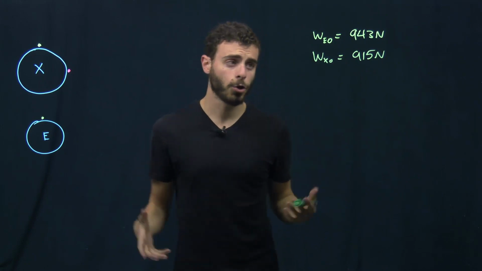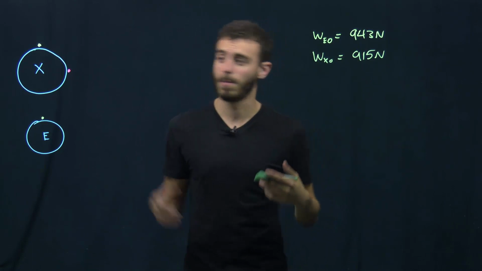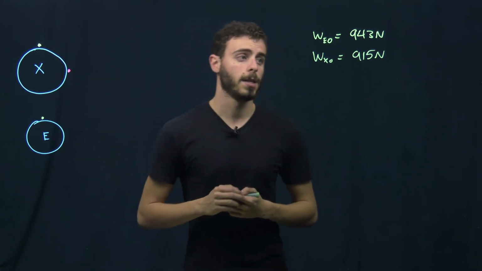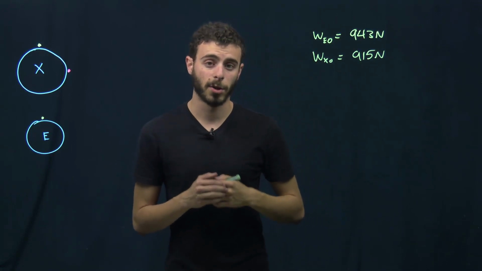So this is something we should initially write. And I'm going to write all of our true weights in green and then our apparent weight, or our weight at the equator, in red, just so we have some distinction between the two. So here right away we see we're given a lot of information about our true weights.